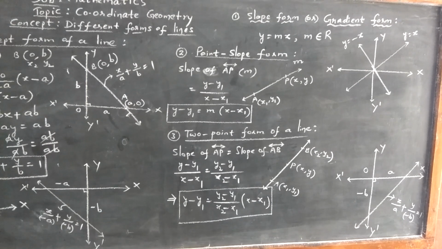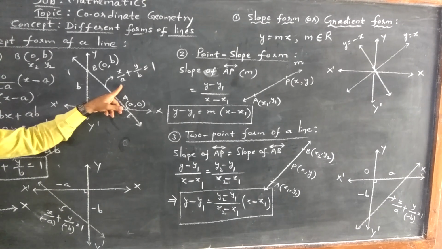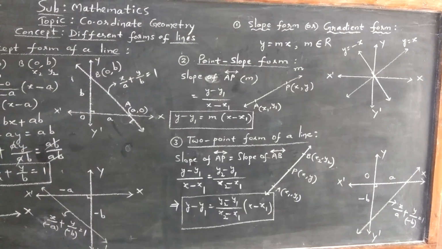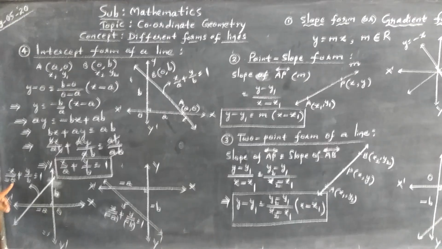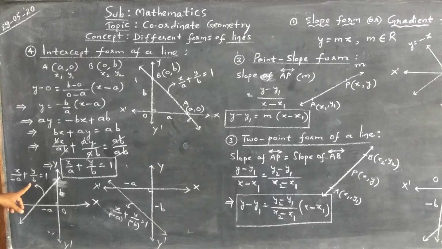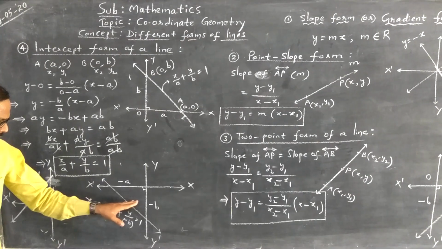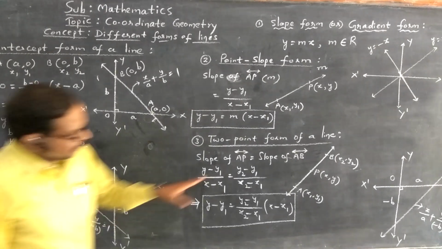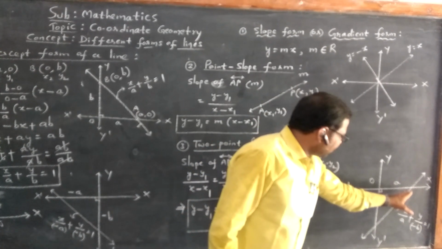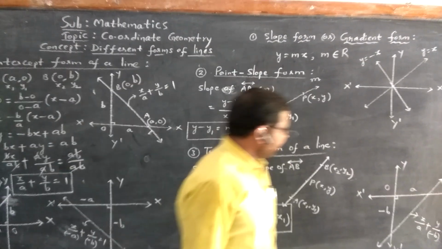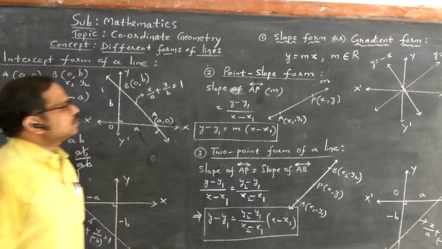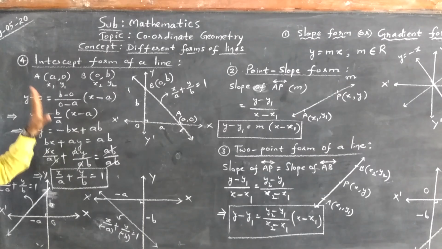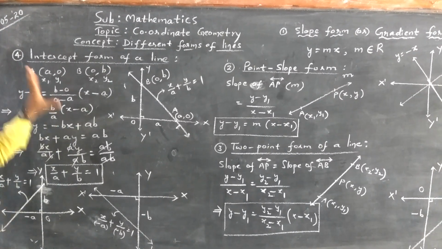Clear? So in the first quadrant both are positive: x by a plus y by b equal to 1. In the second quadrant, x by minus a plus y by b equal to 1. In the third quadrant, x by minus a plus y by minus b equal to 1. In the fourth quadrant, x by a plus y by minus b equal to 1. So these are the important different forms of straight lines.